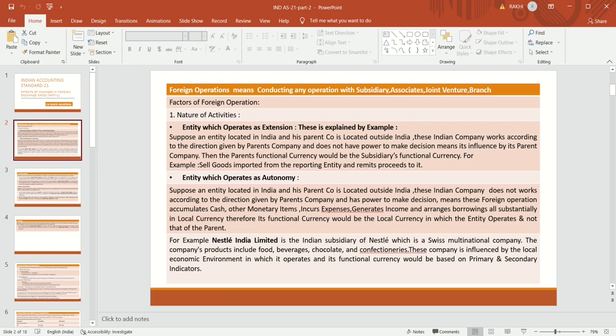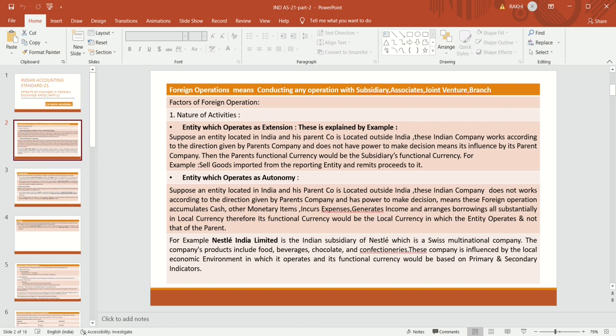This is to be explained by example. Suppose an entity is located in India and its parent company is located outside India. Means the parent is outside India and the subsidiary is located in India. This Indian company works according to the direction given by the parent company. Means whatever the US company says, the Indian company does accordingly.